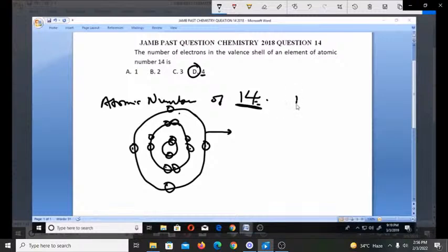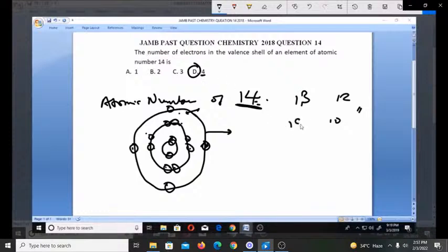So let's say this has an atomic number of 13. What would have been here would have been 3. If we had 12, what would have been here would have been 2. If we had 11, it would have been 1. If we had 10, it would have been 8, because this valence electron would have been gone. It will be remaining this to give 10: 1, 2, 3, 4, 5, 6, 7, 8, 9, 10. So the valence electron would have been 8. But for 14, it is 4.